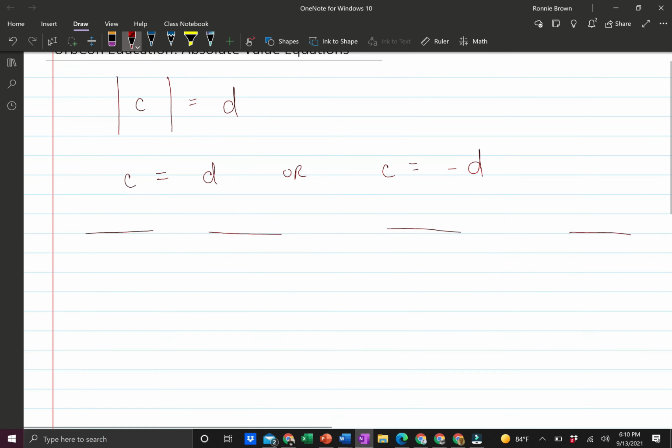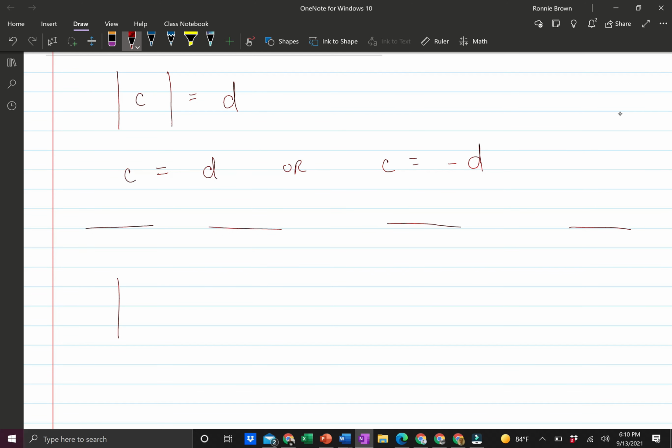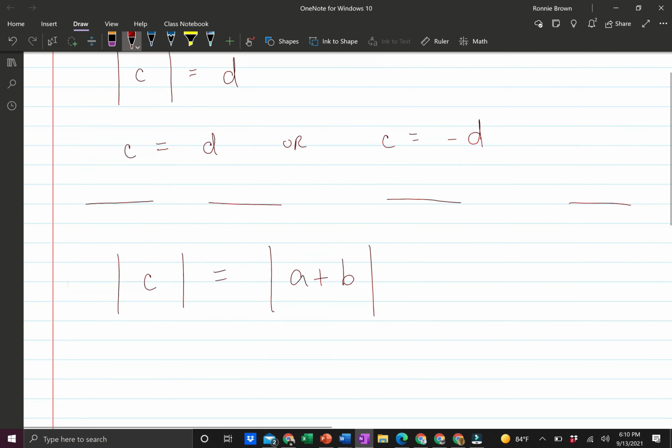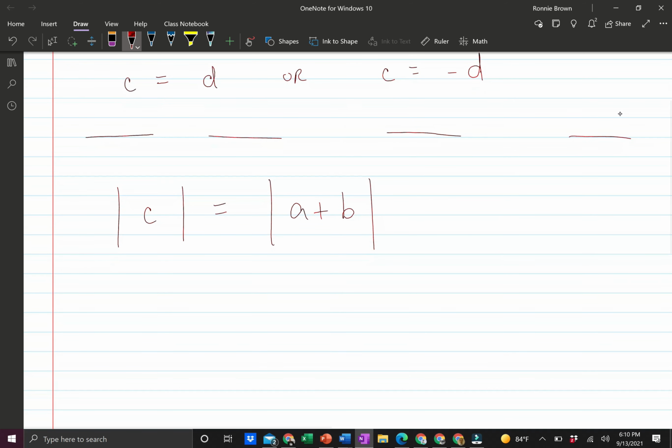Another thing we need to be aware of, there are times when we may have absolute value bars on both sides of the equation. So maybe I'll have, let's say again, C is equal to the absolute value of A plus B, right? So this is a little bit different from above, but it's okay. We start off the same way. First, I write C is equal to A plus B, insert the or, and C is equal to the negative of the quantity of A plus B.